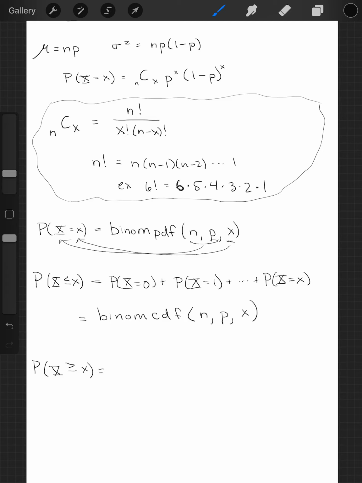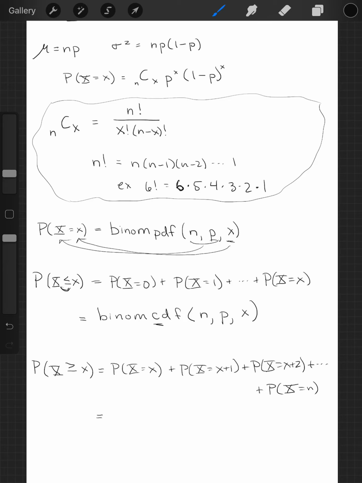And then if you want to do the probability that X is greater than or equal to some x, again, if you do it by hand, this is going to be the probability that X equals x plus the probability that X equals x plus 1, because we're counting, we can't actually get to the fractional values, plus the probability that X equals x plus 2. And then we've got to keep going until we get the probability that X equals n. Again, that doesn't sound like a whole lot of fun.